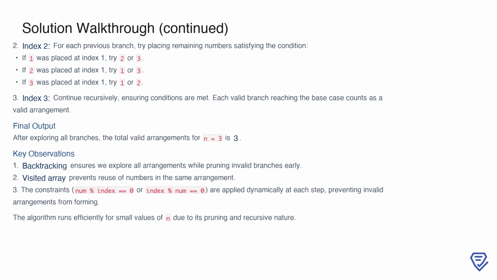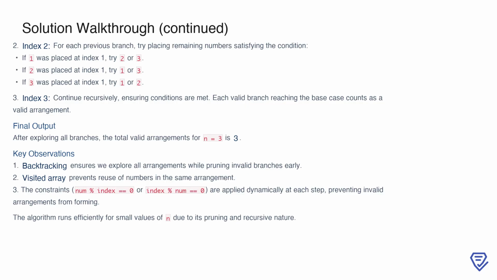For example, if 1 was placed at index equals 1, we can try placing either 2 or 3 at index equals 2, as long as the conditions are satisfied. Similarly, if 2 is placed at index equals 1, we can try placing either 1 or 3 next. Finally, if 3 was placed at index equals 1, the remaining options are 1 or 2. At index equals 3, we complete the process by placing the last remaining number, ensuring that the constraints are still satisfied. Each time we reach the base case, where all indices are filled, we count the arrangement as valid.